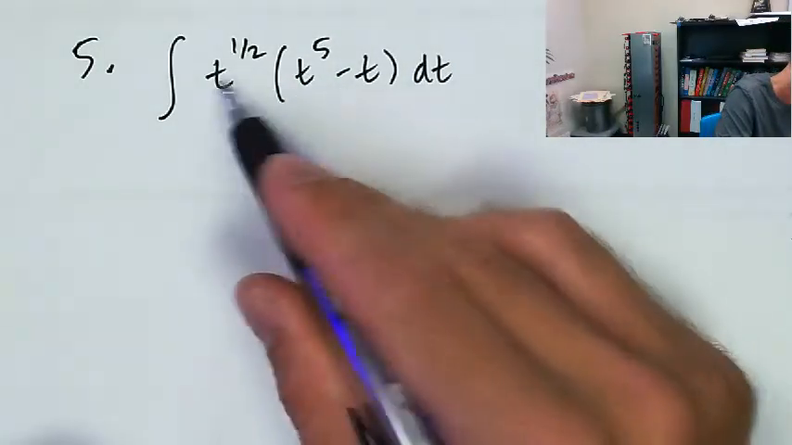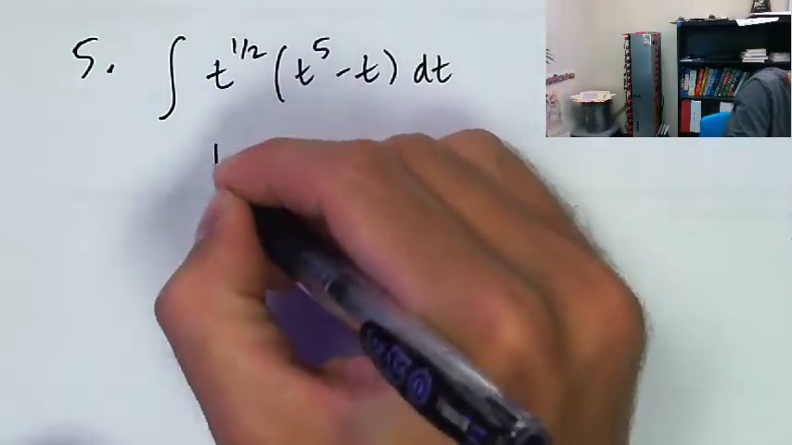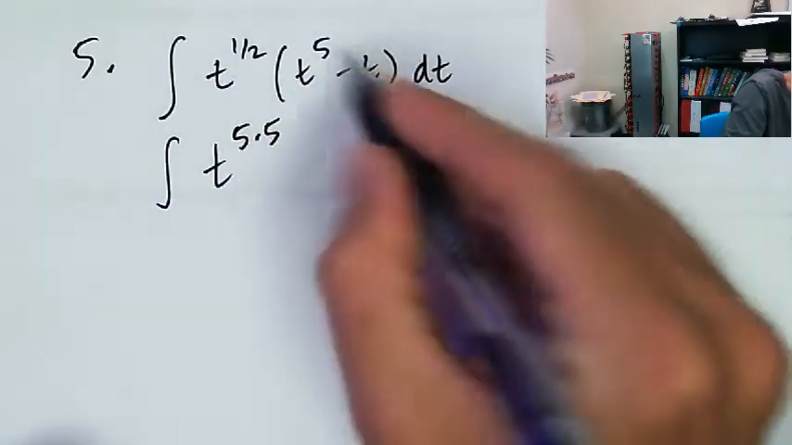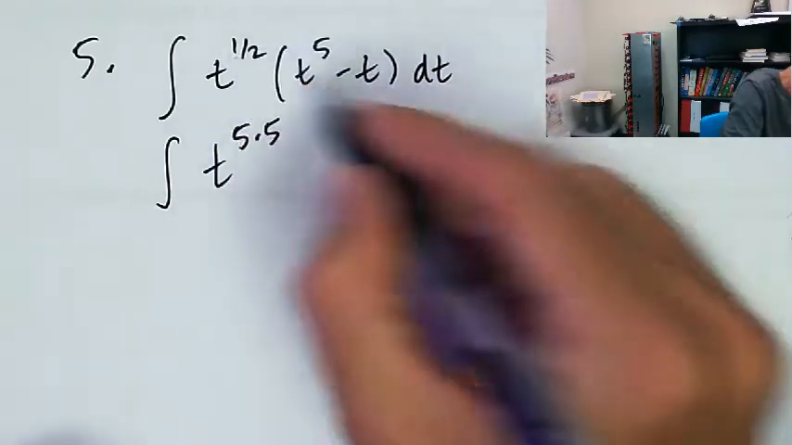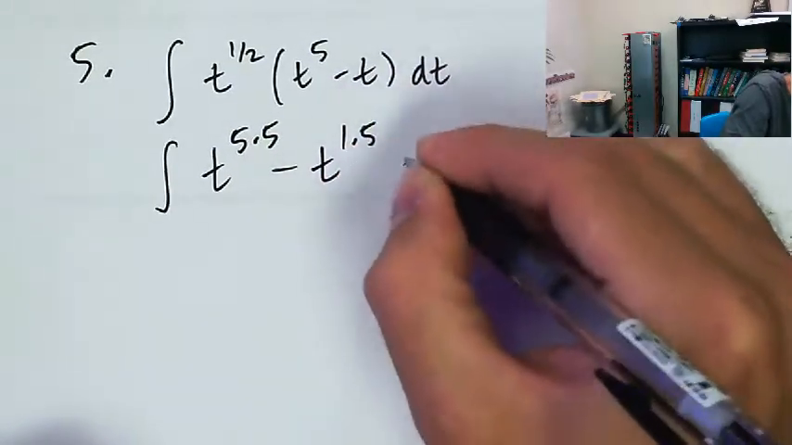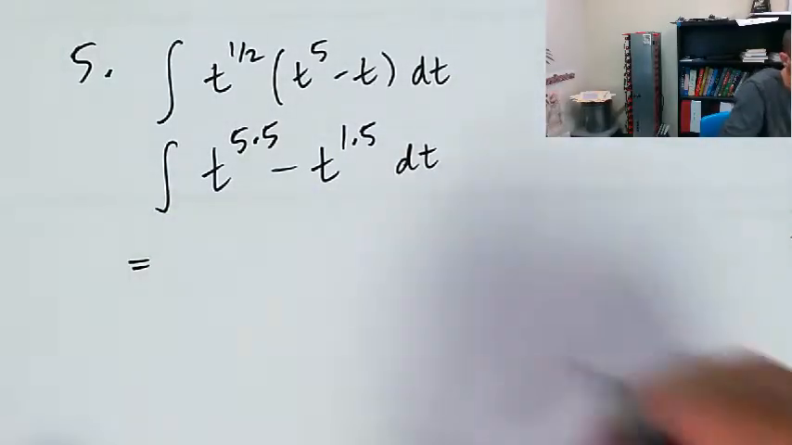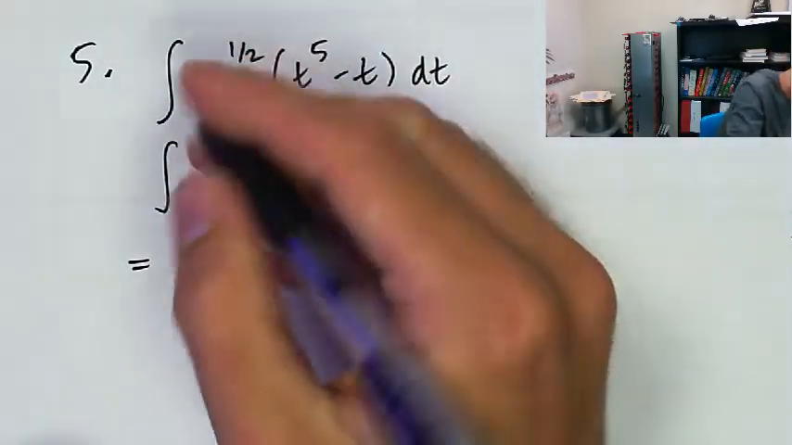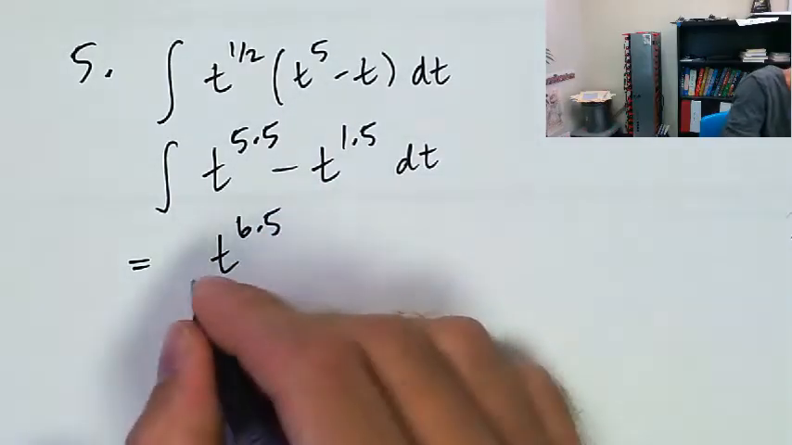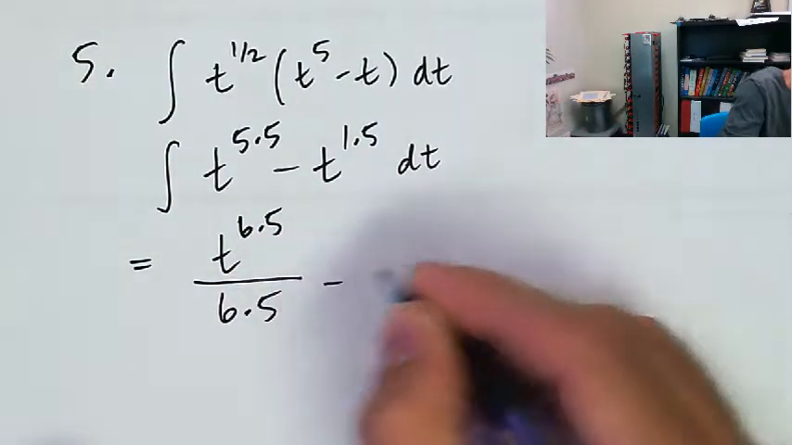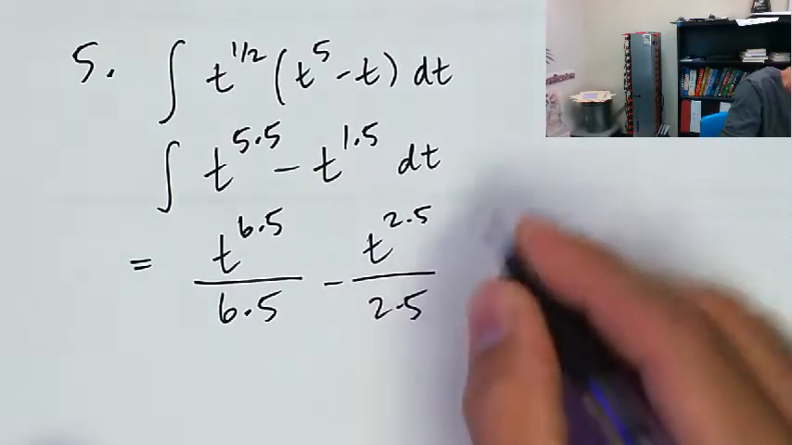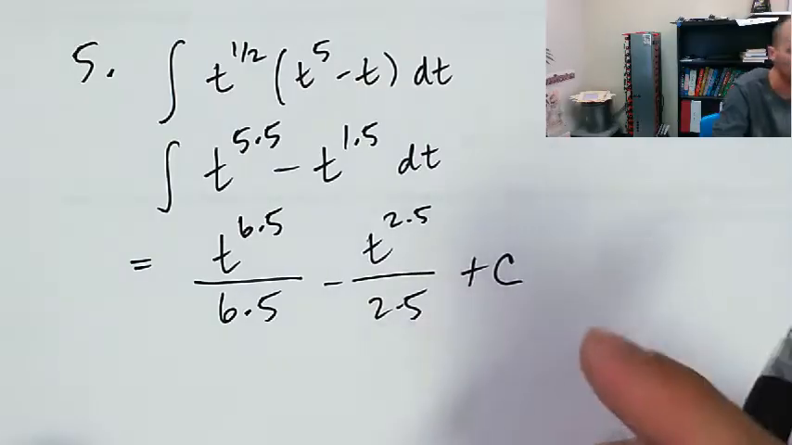So what I would do is t to the 5.5 minus t to the 1.5, right, when I multiply these. And this is going to be, all right, increase the power by 1, divide by the new power. Increase the power by 1, divide by the new power. Don't forget plus c.